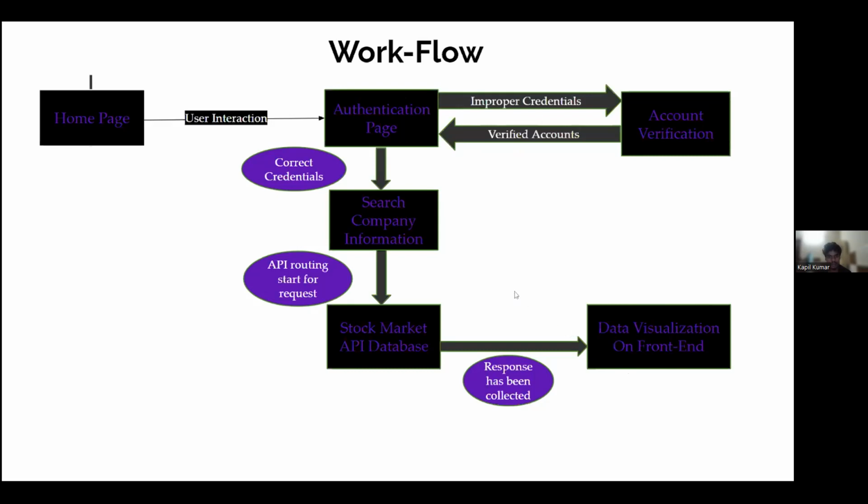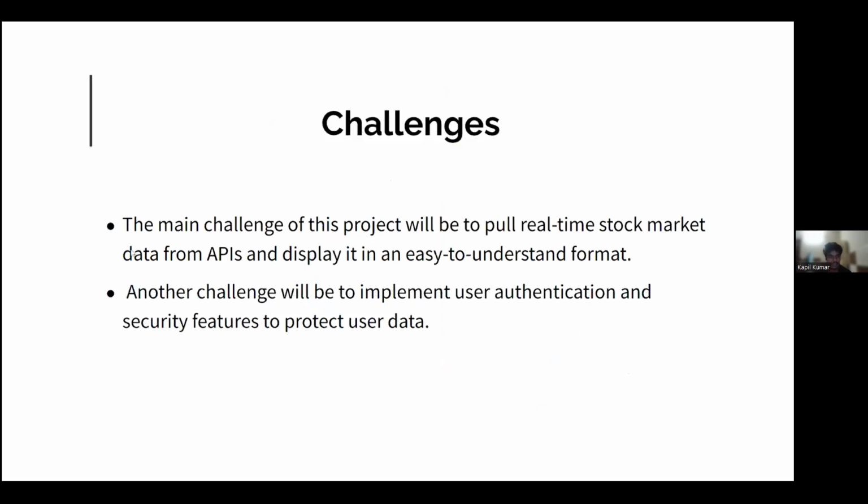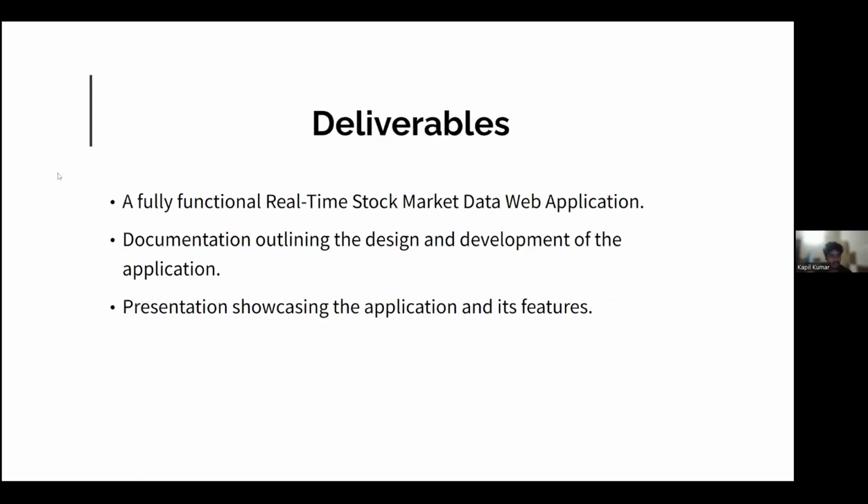After that, there are some challenges in the project. The first one is that the main challenge of this project will be to pull real-time stock market data from the API and display it in an easy to understand format. And the second one will be to implement user authentication and security features to protect user data. And the deliverables are a fully functional real-time stock market data web application, documentation outlining the design and development of the application, and a presentation showing the application and its features.